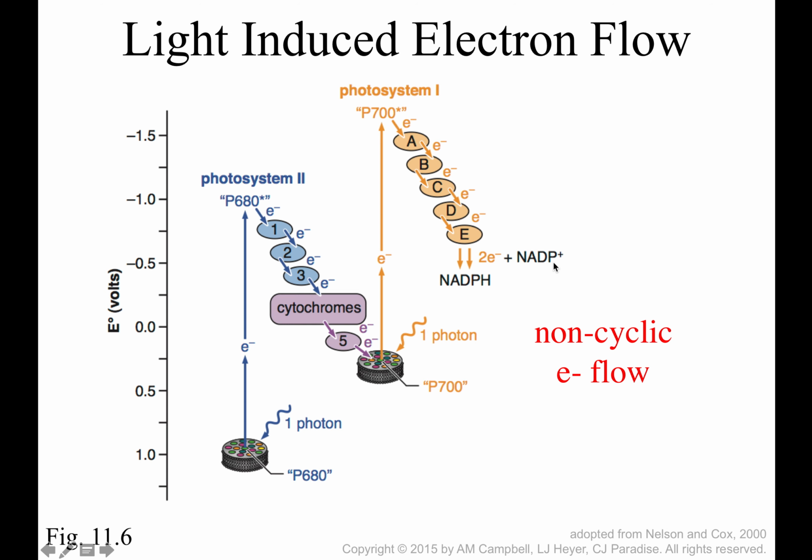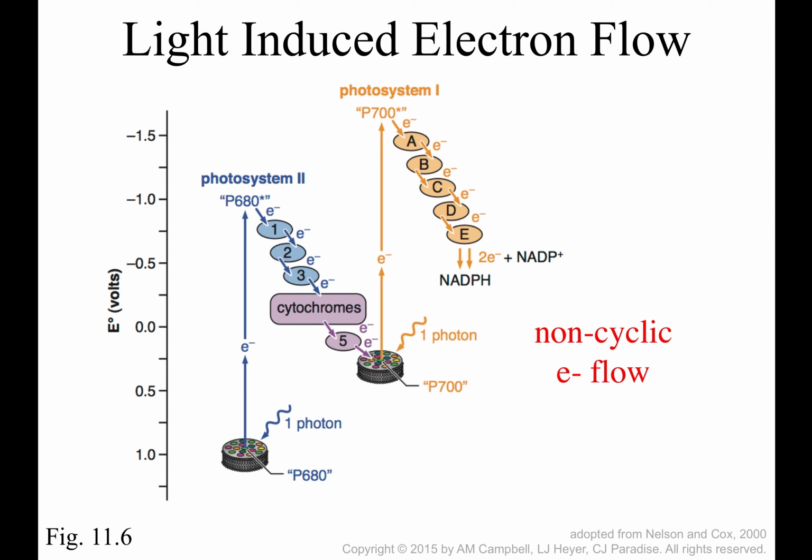This electron is eventually going to get passed off to a molecule called NADP. Okay, it's different from NAD, which you saw in glycolysis and the citric acid cycle. This is NADP. It's a similar molecule, but not exactly the same because it's got that P on the end. And it gets reduced by the electrons coming off this chain and forming NADPH. So, the terminal electron acceptor, the last thing to accept electrons in photosynthesis, is NADP to form NADPH.